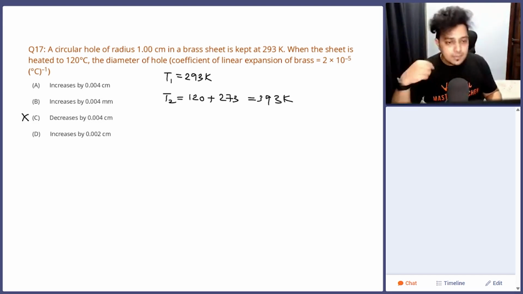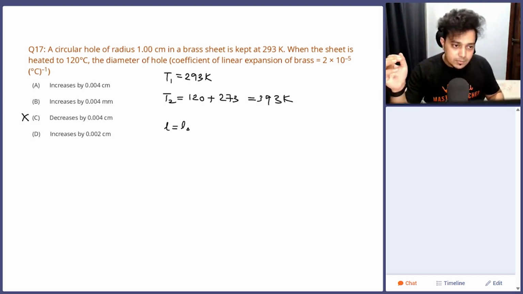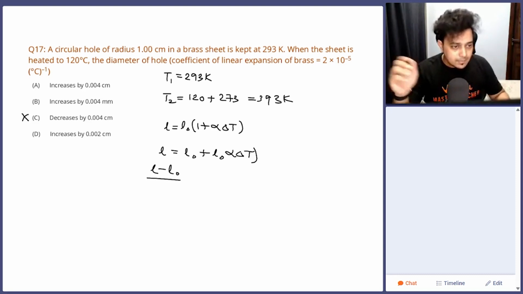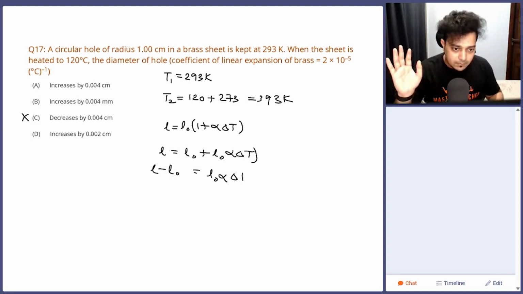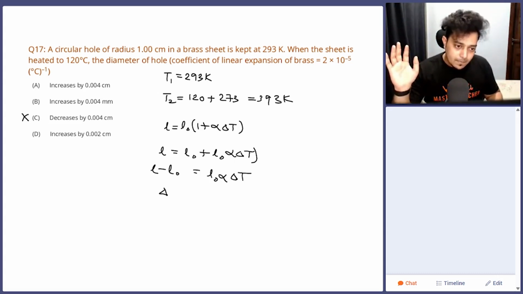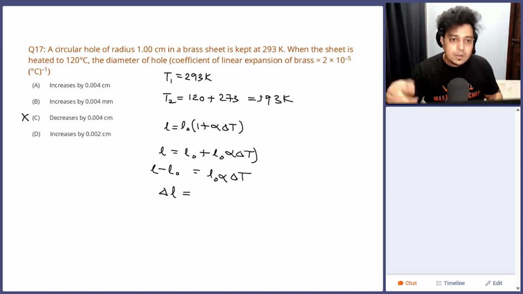Directly linear expansion is given, so we will use the formula L is equal to L naught bracket 1 plus alpha delta T. So open the bracket, L equal to L naught plus L naught alpha delta T. So rearrange this: L minus L naught upon L naught, or L minus L naught equal to L naught alpha delta T. So the difference in the length will be delta L.